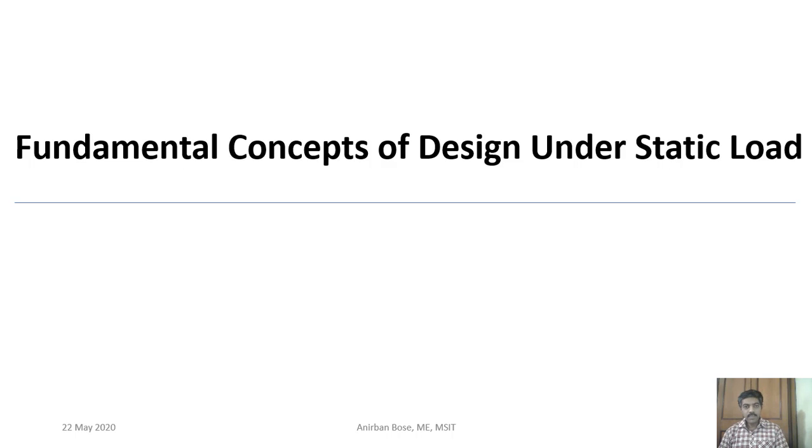So this fundamental concept of design under static load is divided into 3 major subtopics. First, when some load is coming on a machine component, we have to find out what stresses are coming because of that load. That is the first part, and in this lecture our main objective is to find that out. In the next lecture we will see the concept of principal stresses, and in the final lecture we will see how, with the help of failure theories, we take a decision whether our design is safe or how to make a safe design.